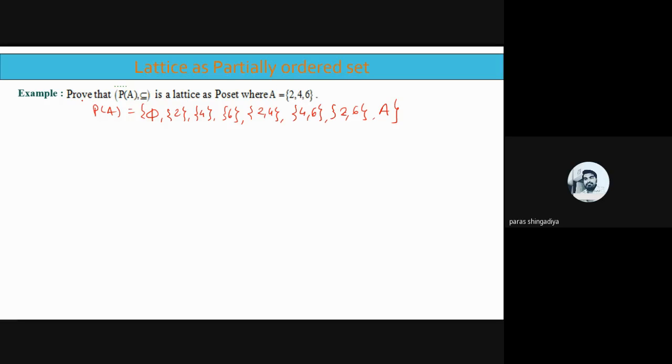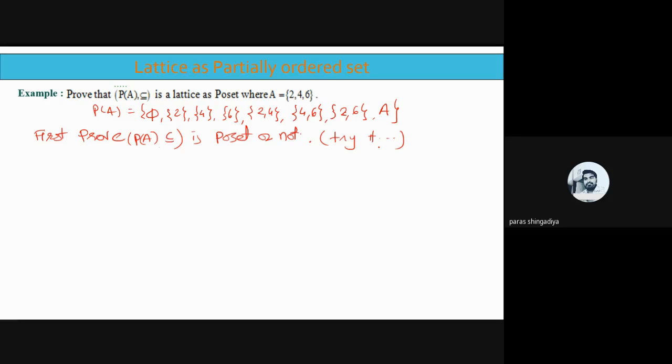और हमें क्या प्रूव करना है कि lattice is a poset or not. तो पहले आप क्या प्रूव करोगे, तो poset है या नहीं. ओके, and we can easily prove it. So just try to solve by yourself. First, prove it: P of A, subset, is poset or not. Okay, poset or not, and try it.